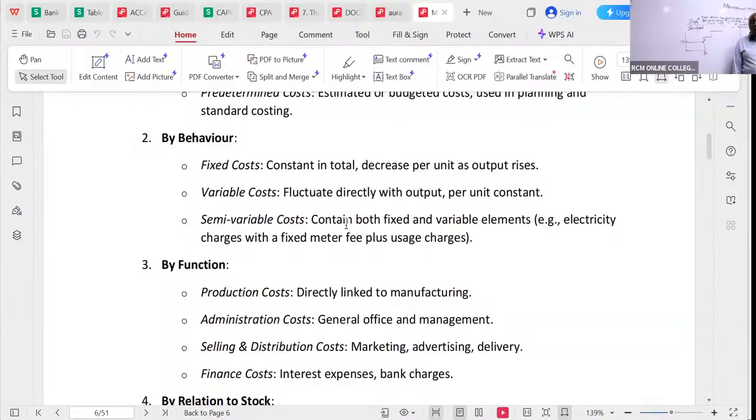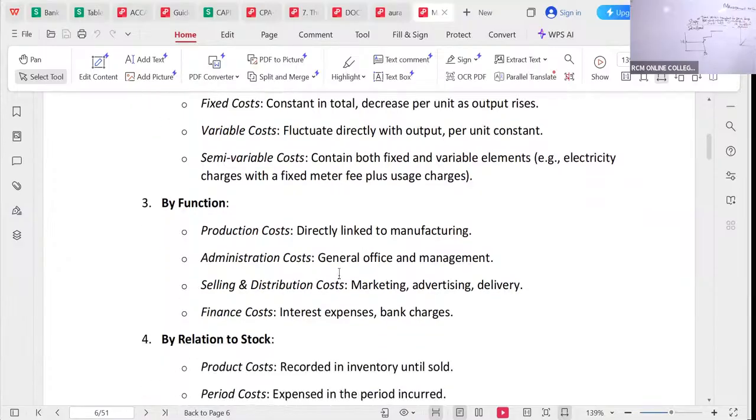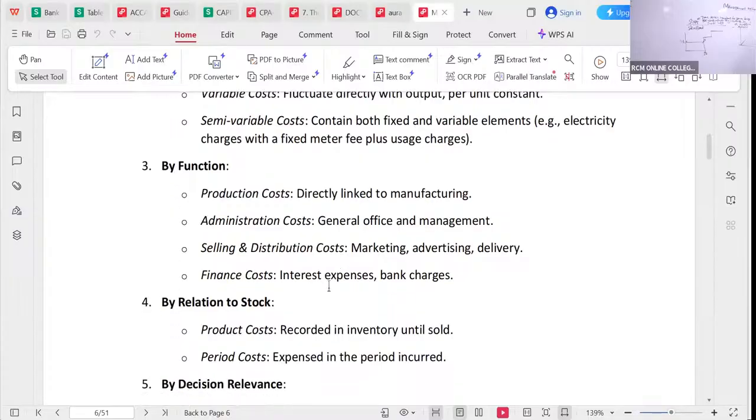So whenever you hear of function, those are basically the functions of a company. What do we do in these companies? Number one is to produce. So then we have in this case here production or manufacturing what here? Costs. After that, we go to administrative costs, distribution costs, finance costs. It is those functions. Very, very key. Number 4, in this case here, classification of costs by relation to stock. Product costs recorded in inventory until sold. Period costs expensed in the period incurred.